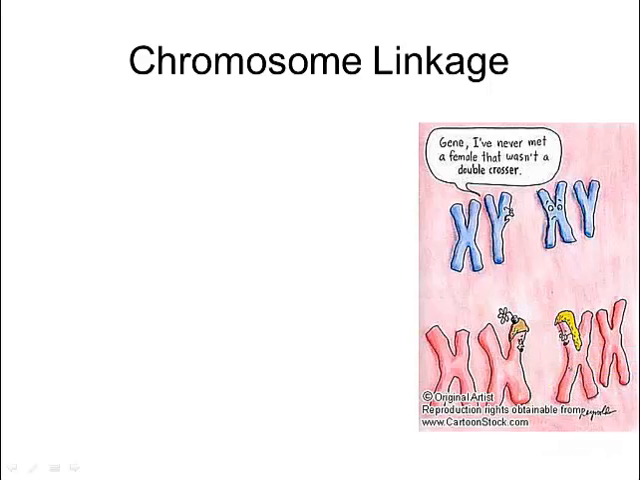Okay, this is podcast number 2 for standard 3.4. And here we're going to be taking a look at different kinds of chromosomes that we have in our bodies and where certain kinds of genes are found on those chromosomes and how they might be inherited.